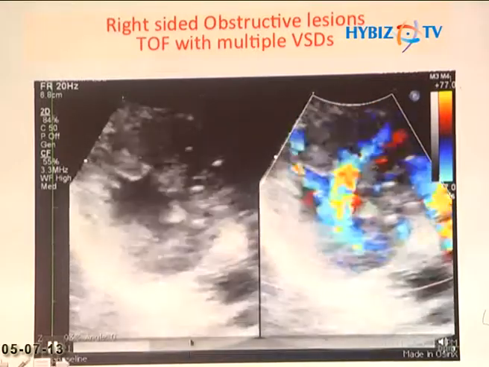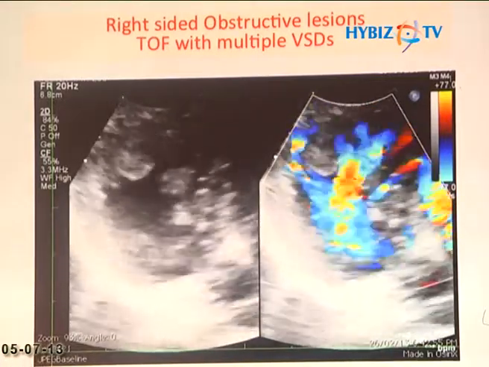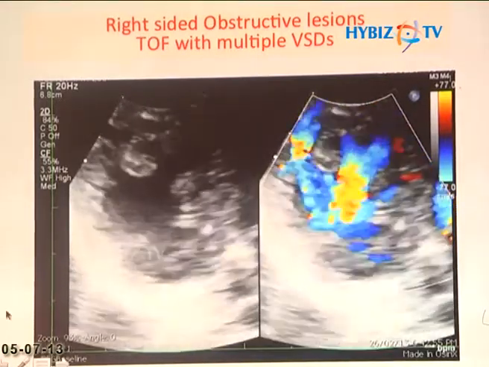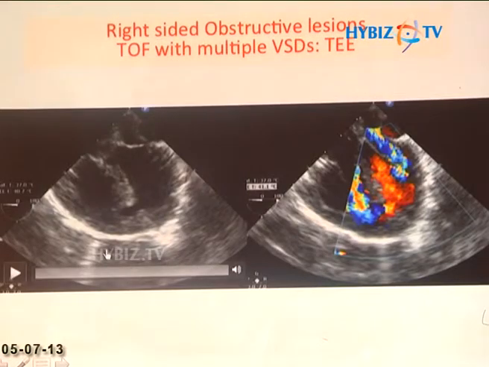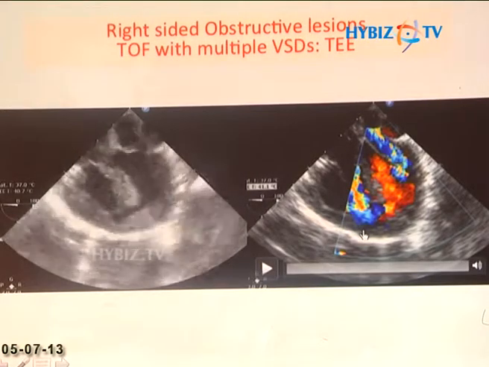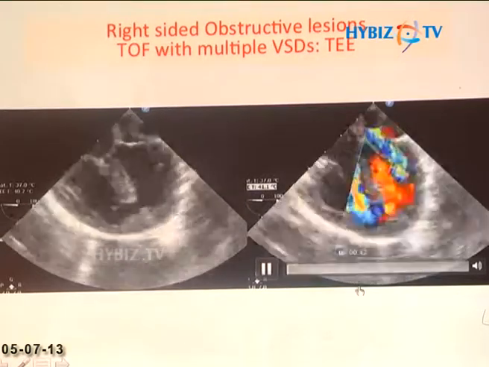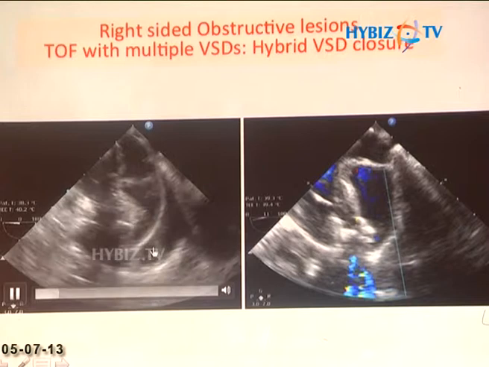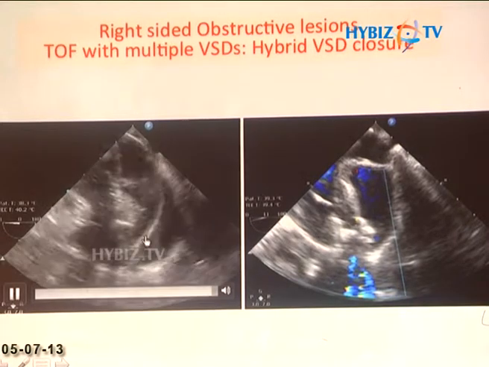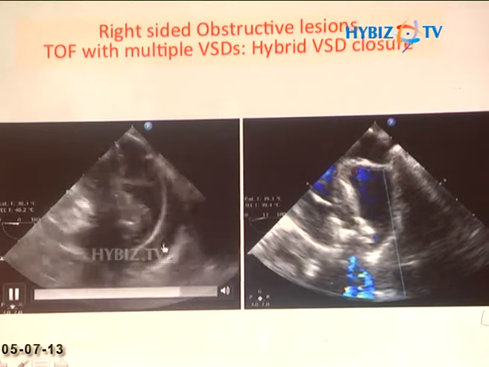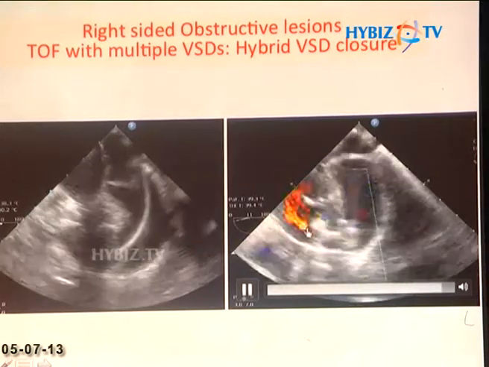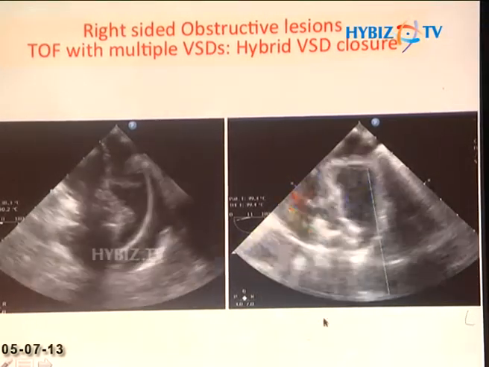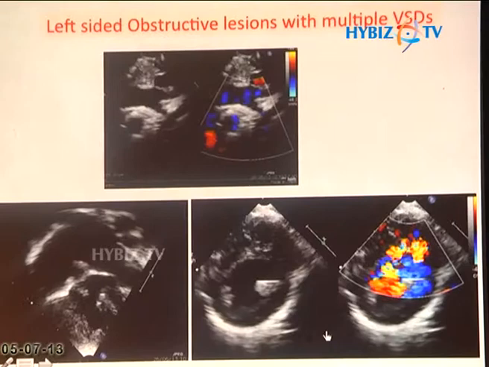So this particular case was actually planned for a different kind of procedure. You can see this is the intraoperative transesophageal echocardiogram, very big VST here. And what our surgeons performed, they closed the major VSTs. The apical VST was not amenable for repair. Then we had to do intraoperative hybrid VST device closure. The postoperative period was quite stormy in that particular case.